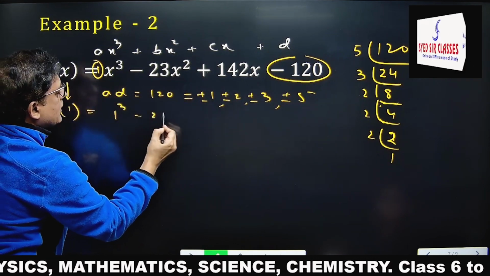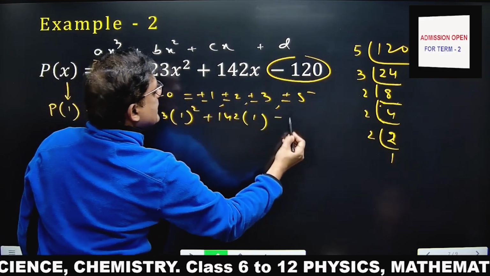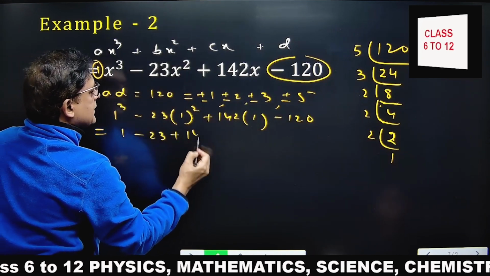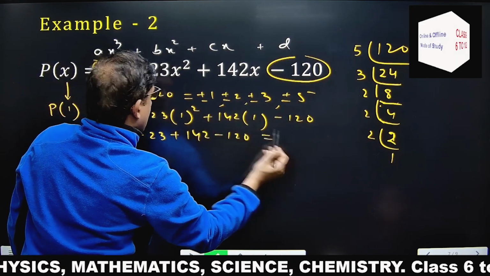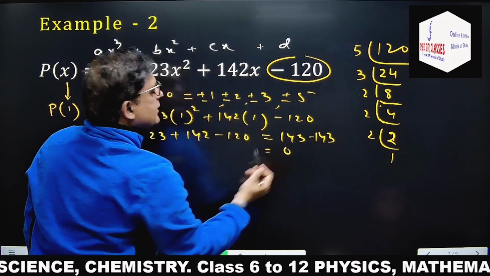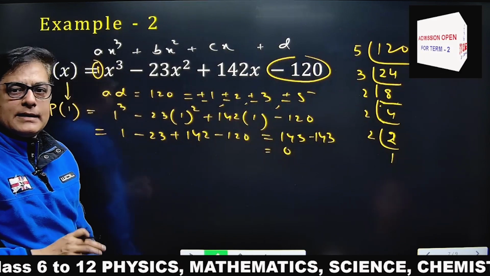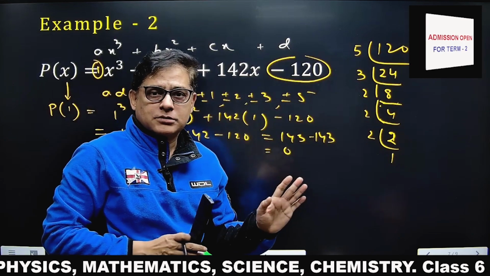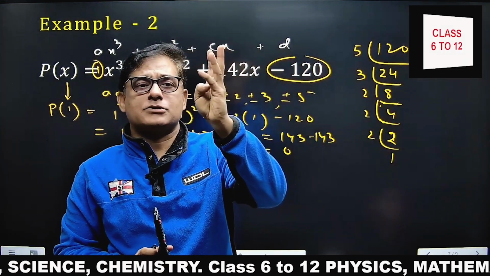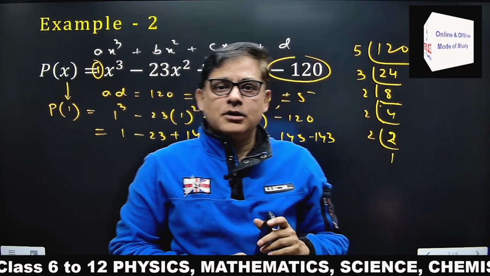1 cube minus 23 into 1 square plus 142 into 1 minus 120, that is 1 minus 23 plus 142 minus 120, and it is 143 minus 143, that is giving us 0. We are fortunate enough that on putting the first value only we are getting 0. Most of the time it happens. It's very rare that we put plus 1, minus 1, plus 2, minus 2, we are not getting 0, and we got 0 with 3 or 5.